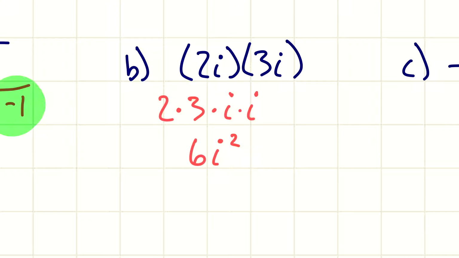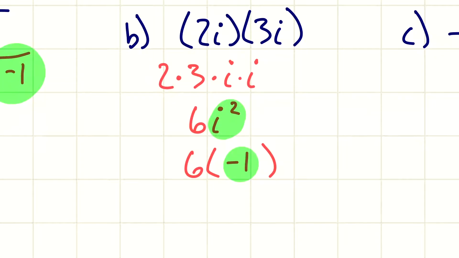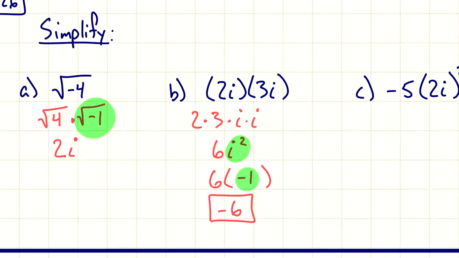So i squared can be replaced, right? We said earlier that i squared is the same thing as -1. Those are the same thing. So not the square root of -1, right? i is the square root of -1. i squared is -1. All right, so this is 6 times -1, which is -6. And that's your answer.